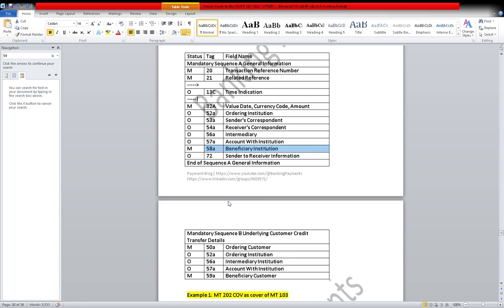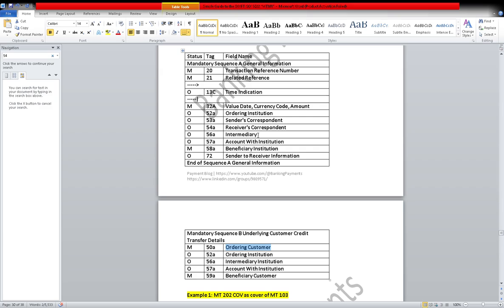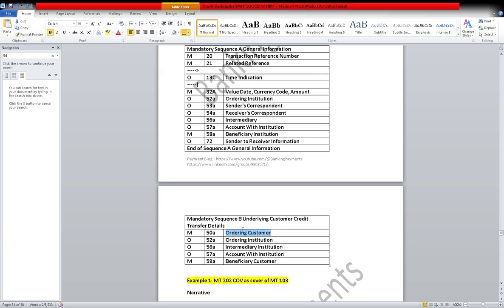But if you come here, the ordering customer may have multiple values. That's why it is mentioned in sequence B. How that happens, don't worry about that part now, but this word came up, sequence A and sequence B, so I'm telling you now. 52A means your ordering institution. See, it's mentioned here as well. That's why it's mentioned optional here. It may have two or three ordering institutions, which means you have a different payment chain. So that's why it is mentioned in sequence B.